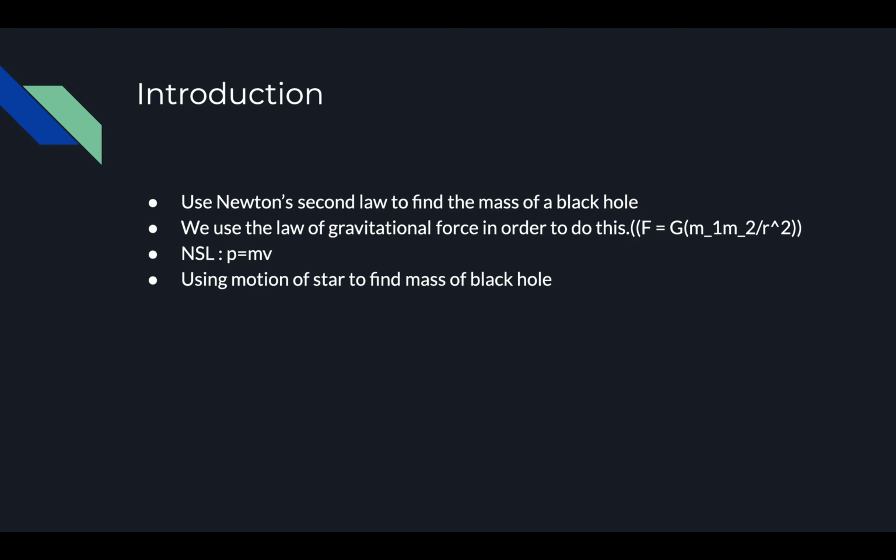We're going to use the law of gravitational force in order to do this, which is just the net force being equal to the gravitational constant times the two masses divided by the radius squared. And obviously, Newton's second law is the momentum is equal to the mass times velocity. And this is very important right here. We're going to be using the motion of the star to find the mass of the black hole.